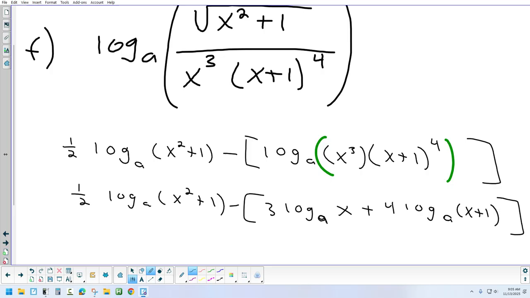Yeah. So you can leave your answer like that. If they asked you to distribute the negative, you could write it as 1/2 log base A x squared plus 1 minus 3 log base A x minus 4 log base A x plus 1. So that'd be the only other thing you could do is distribute that negative. But that's fine. All right, so that's taking a single log, and splitting it into multiple.